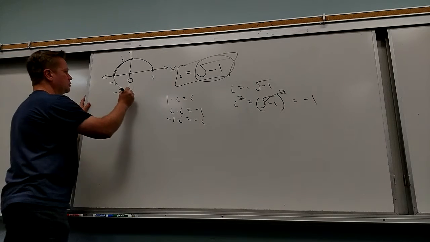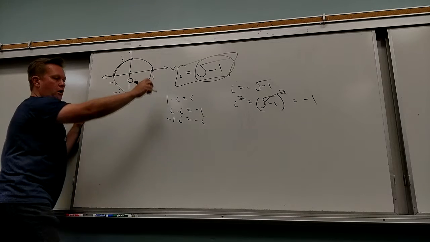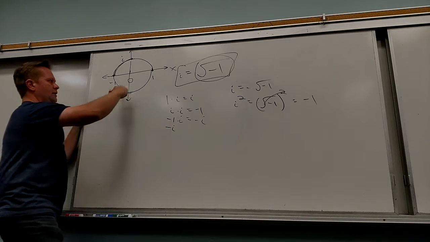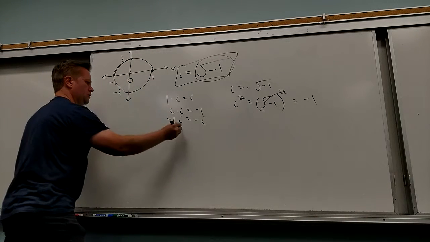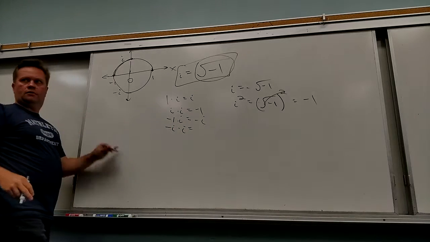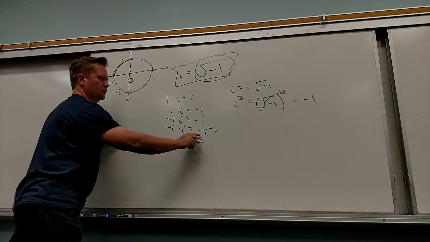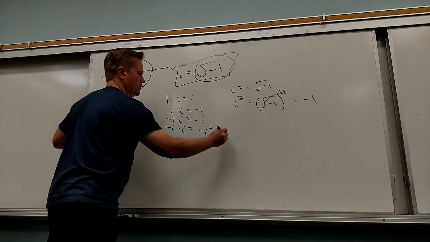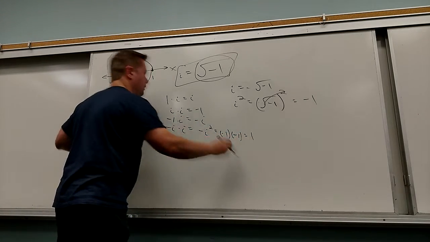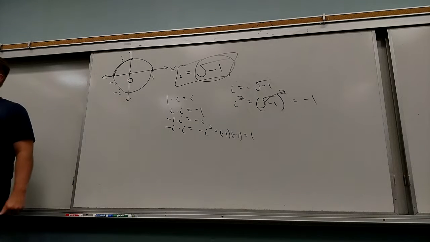And then if I take another turn, I'm supposed to end up at 1. Well, what's negative i times another turn? That'll be negative i squared. What's i squared? Negative 1. So it's negative 1 times negative 1, which is positive 1. I end up where I'm supposed to.